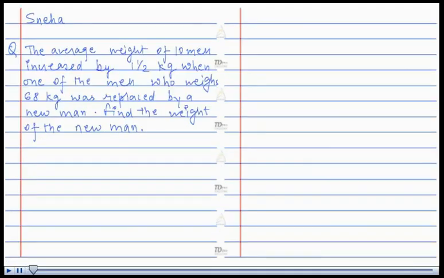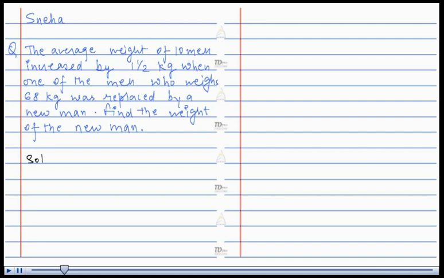Hello, I am Sneha. The question is, the average weight of 10 men increased by 1.5 kg when one of the men who weighs 68 kg was replaced by a new man. Find the weight of the new man.